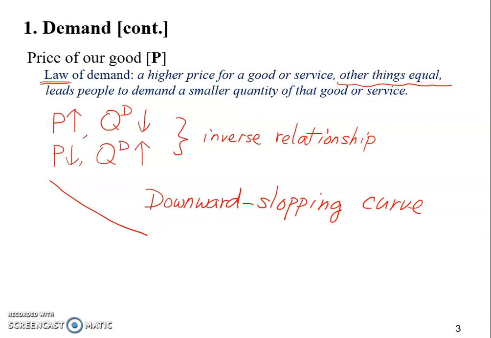You may find that it could be a very irregular curve, in other words, not smooth at all. So again, the key here is downward sloping, because that tells us a higher price leads to a lower quantity demanded, or vice versa. All right, so this is the first factor that will change how much people would be willing and able to buy.